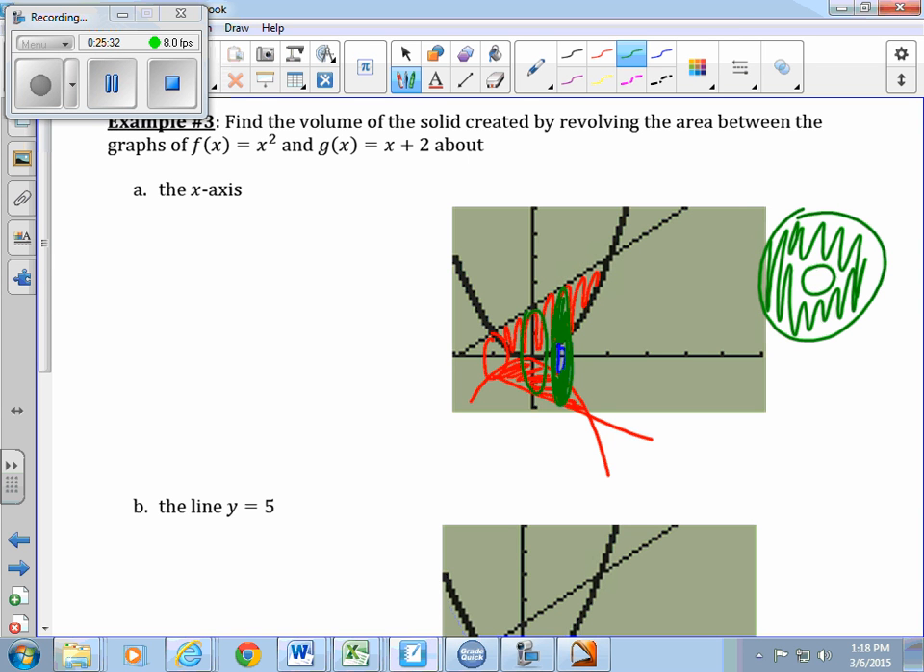as soon as you identify this as a washer problem, now, I drew the picture, but how could I have identified it as a washer problem without drawing the whole picture? There's a gap between the x-axis and my region. Everyone see that gap? Anytime there's a gap, you're going to get a washer when you do a rotation. I am still rotating around the x-axis, so I am dx.